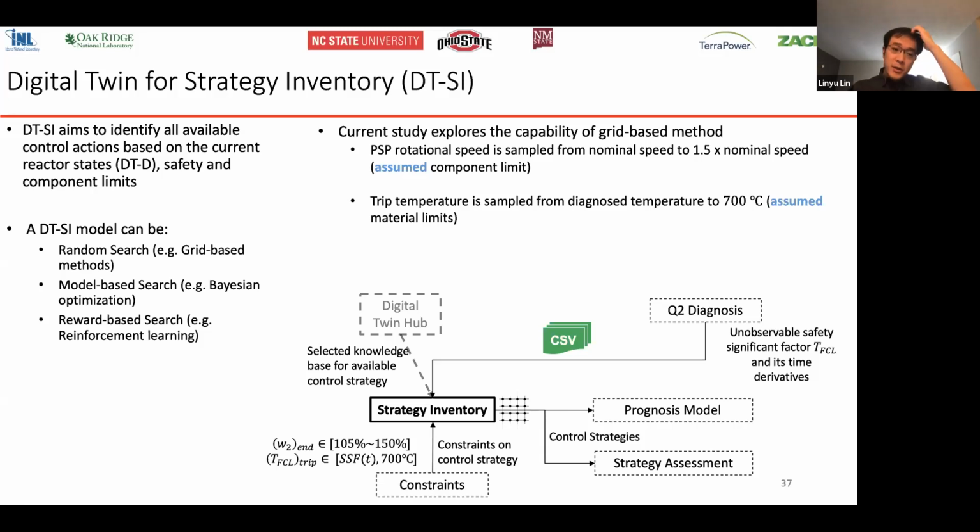It can also be a reward-based search like reinforcement learning. In the current study, we're exploring the capability of the grid-based method, where we are sampling the rotational speed of the primary sodium pump from the nominal speed to 1.5 times nominal speed. And this 1.5 times nominal speed is assumed to be the component limit for the primary sodium pump. Meanwhile, we were sampling the trip temperature from the current diagnosed temperature to 700 Celsius, and this 700 Celsius is assumed to be the material limit for the reactor core.